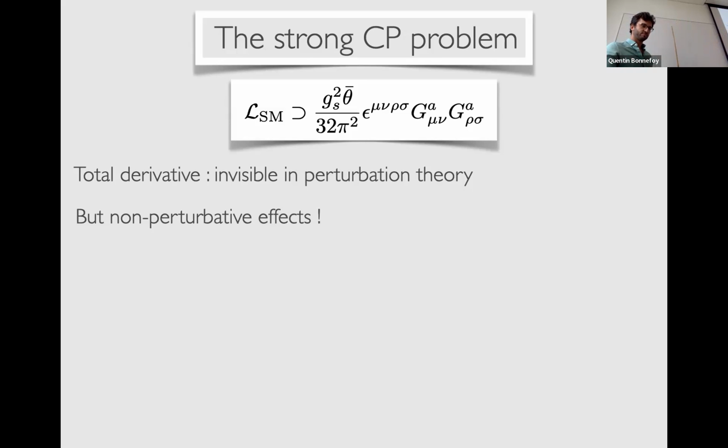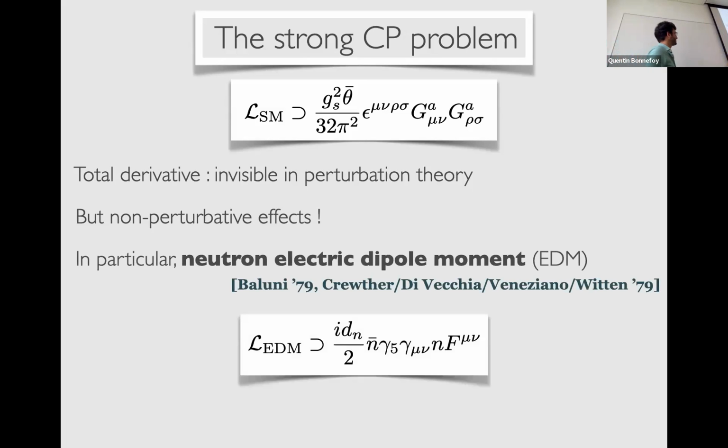And the basic example of such an effect is the neutron electric dipole moment, or EDM, which is nothing but the coefficient of that operator, N being the neutron field and F being the field strength tensor of the photon. That operator written like this violates CP and breaks the right symmetry to be generated by the theta angle. And there are techniques to compute how the theta angle is going to contribute to this EDM.